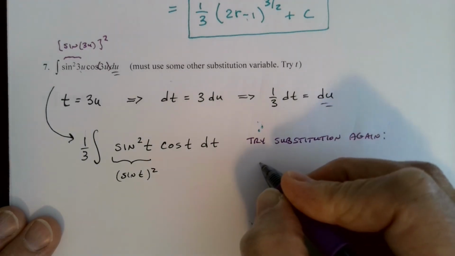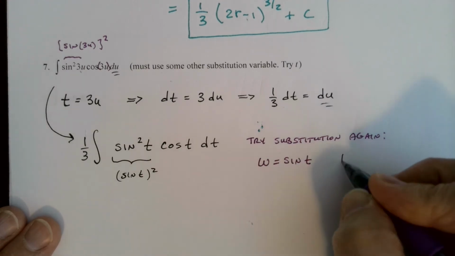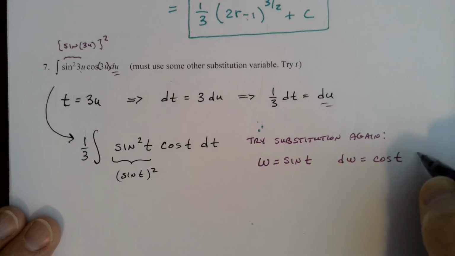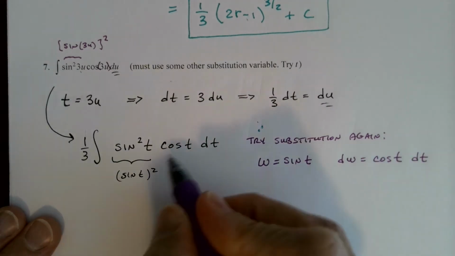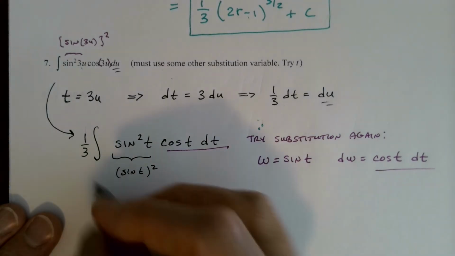So maybe I choose w to be that inner function, sine of t. Then what's the derivative of the sine function? That's cosine, right? So dw is cosine t dt. And guess what we got there? Cosine t dt. Hey, we've got exactly what we want. And don't forget our 1/3.